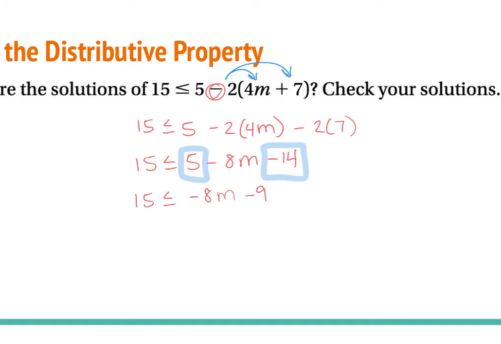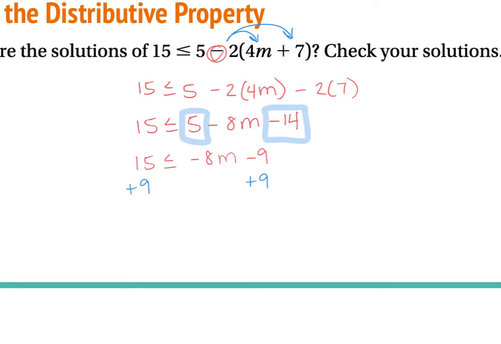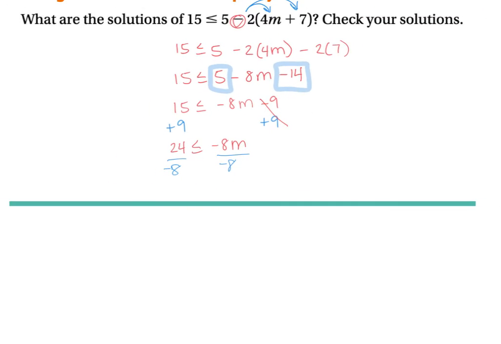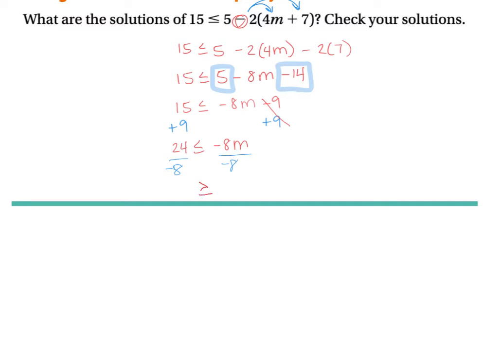From here, you're going to add 9 to both sides. Why? Because we want to get m by itself, right? And the 9 is just hanging there, right? It doesn't have an m on it, so we need to move it over. This is going to cancel, and we're going to get 15 plus 9 is going to be 24 is less than or equal to negative 8m. Divide by negative 8, divide by negative 8. Remember, as soon as we divide by a negative number, go ahead and flip your sign. So we're going to get, the mouth is now going to open up to the left. It's going to be negative 3 is greater than or equal to m.